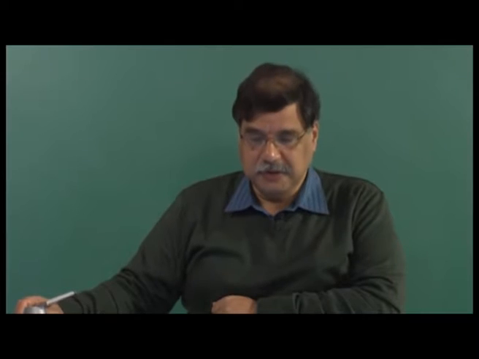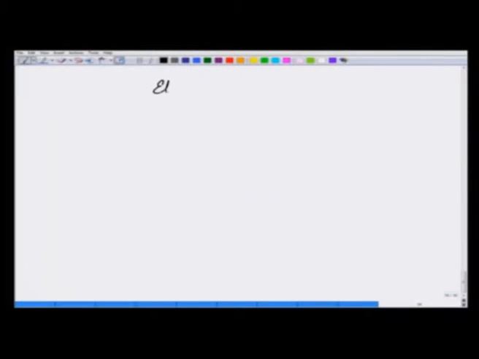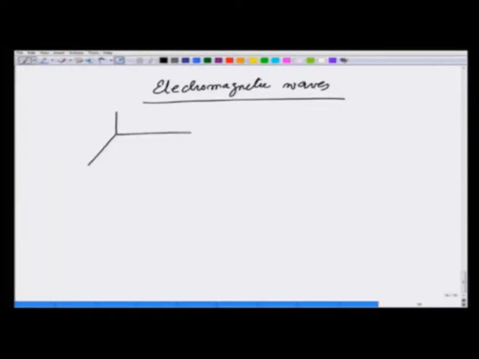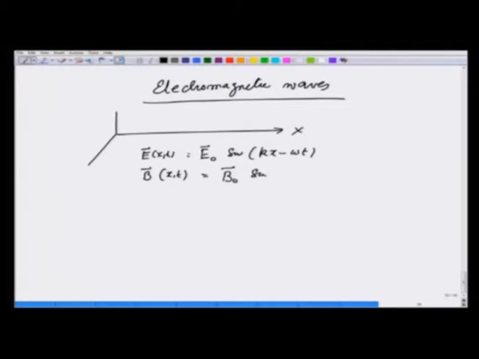In the previous two lectures, we talked about electromagnetic waves that come naturally out of Maxwell's equations. In particular, we focused on a wave propagating in the x direction and wrote this as E(x,t) equal to E0 sin(kx minus omega t) and B(x,t) equal to B0 sin(kx minus omega t).